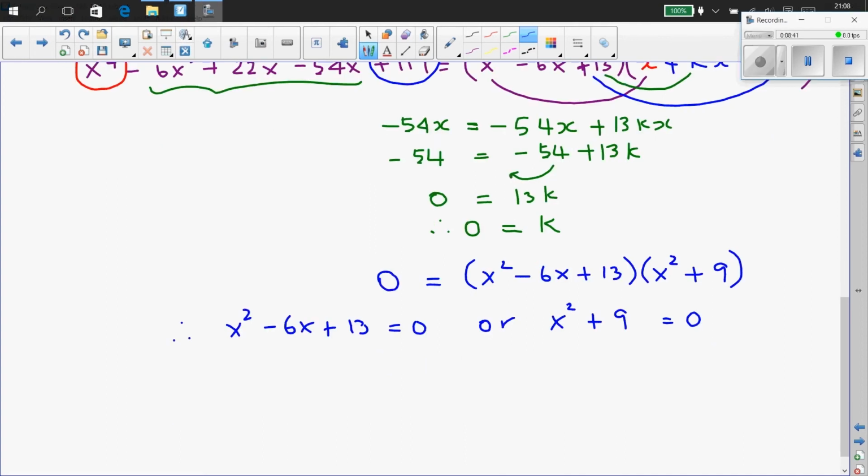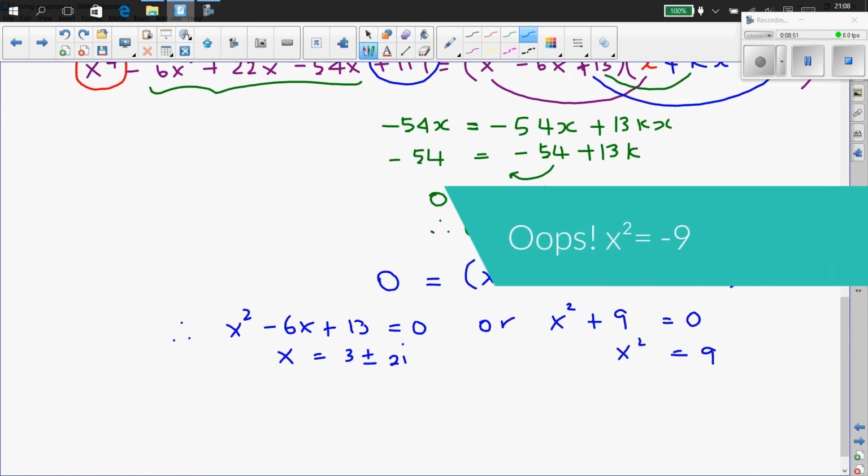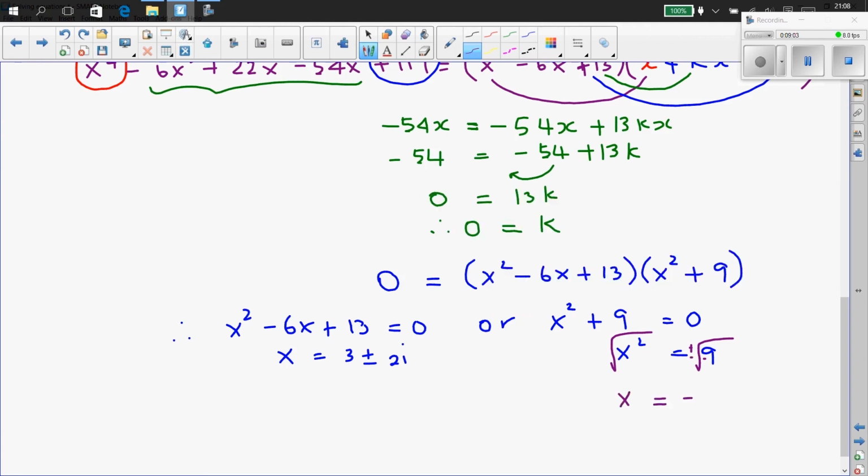So this yields the solution x equals 3 plus or minus 2i. These are the two complex solutions. Here I got x squared equals negative 9. I'm going to square root both sides, so x must equal plus or minus the square root of negative 9. So x equals plus or minus the square root of 9, which is 3, and because it's negative 9, it's going to be plus or minus 3i.